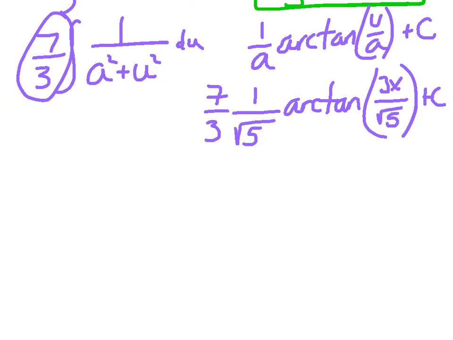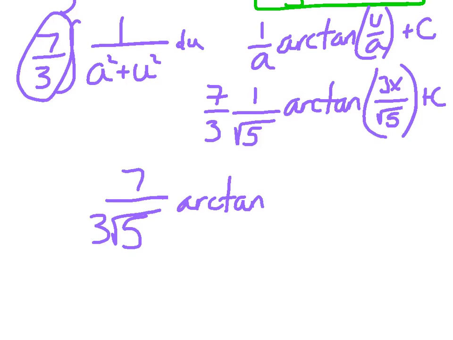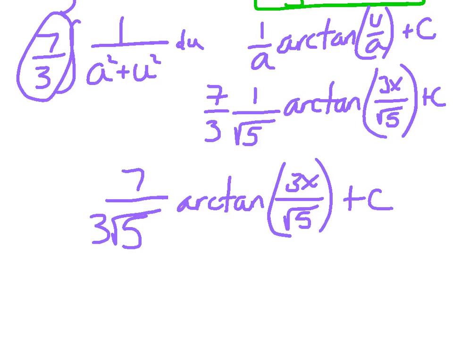So my final cleanup then is going to be 7 over 3 radical 5, arctan 3x over radical 5 plus c. Now some of you might be wondering whether you have to use the conjugate or rationalize this denominator here. The only time I would do that is if I don't see my answer in a multiple choice. Remember, you do not have to simplify on the AP Calc exam.